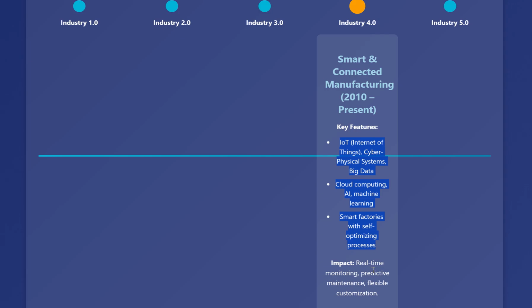The impact of this is real-time monitoring. So you monitor production in real time. You predict maintenance in real time. You improve flexibility in terms of customizing production. Flexibility such that you can allow lean manufacturing. It can allow you to do just-in-time manufacturing. All of this is designed in such a way that your manufacturing or production system is flexible to adapt to any change. So that is what you call Industry 4.0. I think it's still even the present.